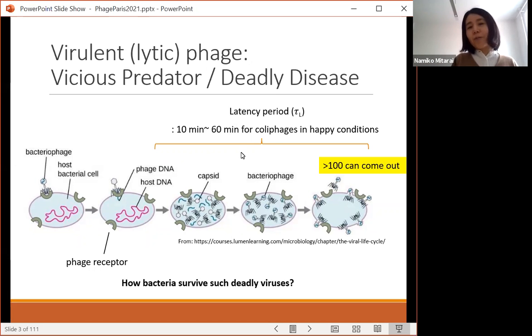And if it's E. coli, then this time can take from 10 minutes to 1 hour or so. And then after that, maybe 100 viruses can come out. But just one of them is enough to kill the host. So it's really a deadly virus. And so in general, I'm curious how bacteria can survive such deadly viruses.